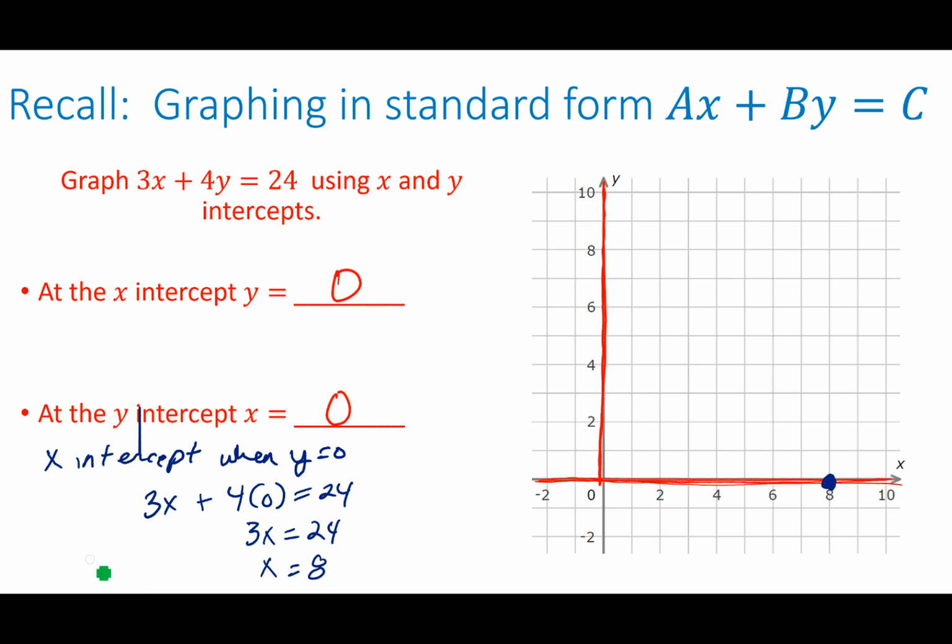If I want to do it for my y-intercept, the y-intercept is going to occur when x is 0. So 3 times 0 plus 4y equals 24. So 4y equals 24. y would have to be 6. So I know it's going to cross there at 6 on my y-axis. So now I have my line simply using my intercepts. And it looks like that. I don't have to recreate this in slope-intercept form. I can do it directly from standard form.